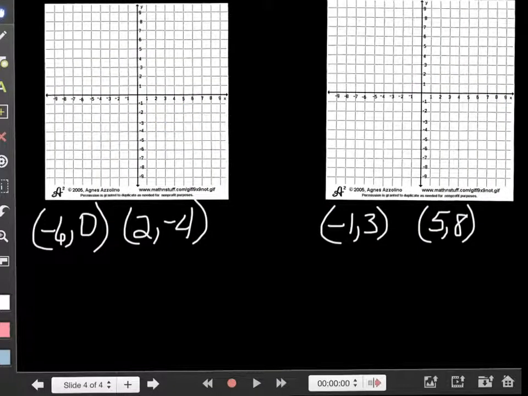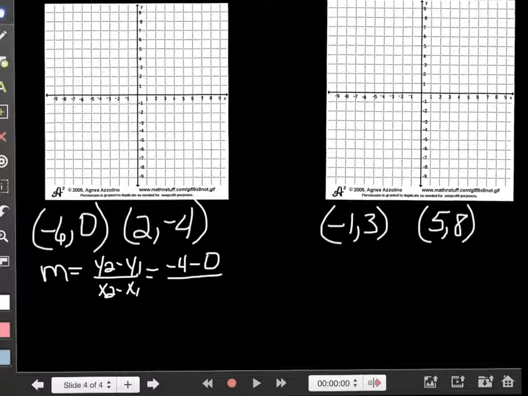Let's do 2 more examples of finding slope when you are given 2 points. We are going to use the formula m, which is our slope, equals y2 minus y1 over x2 minus x1. We're going to plug in our y values and our x values here. y2, negative 4, minus y1, 0, over x2, which is 2, minus the x value, which is negative 6. So, negative 4 minus 0 is negative 4. 2 minus negative 6 is 8. Negative 4/8 is equivalent to negative 1/2.